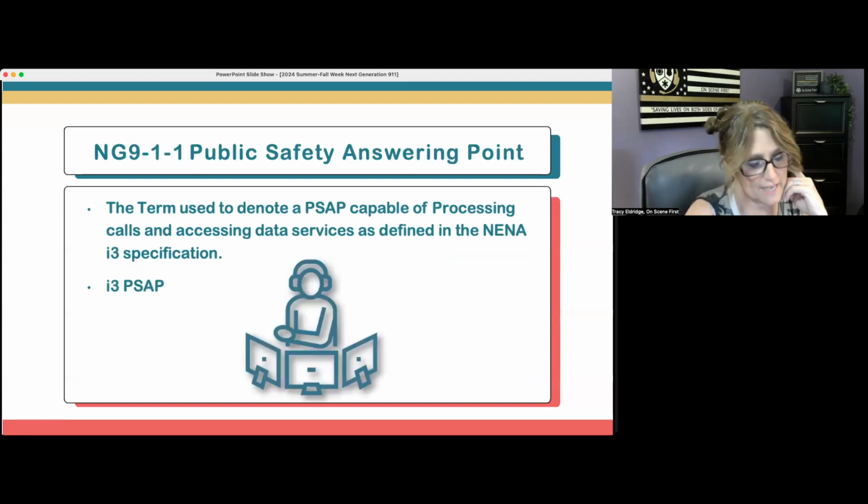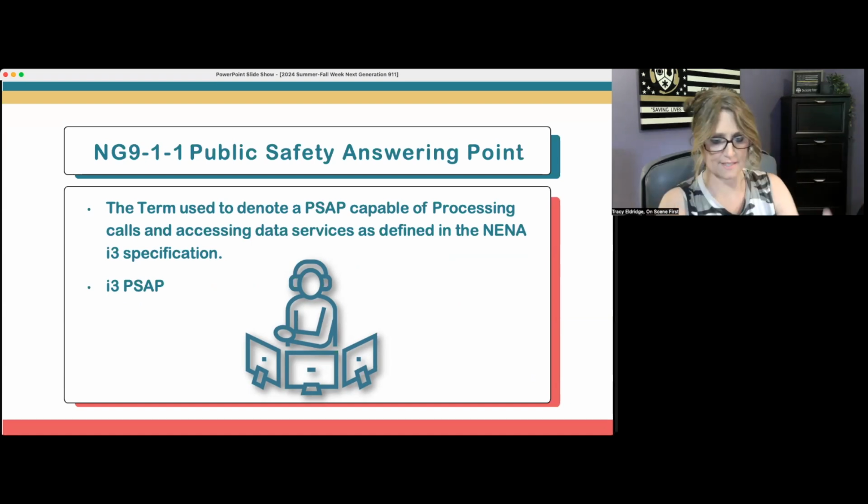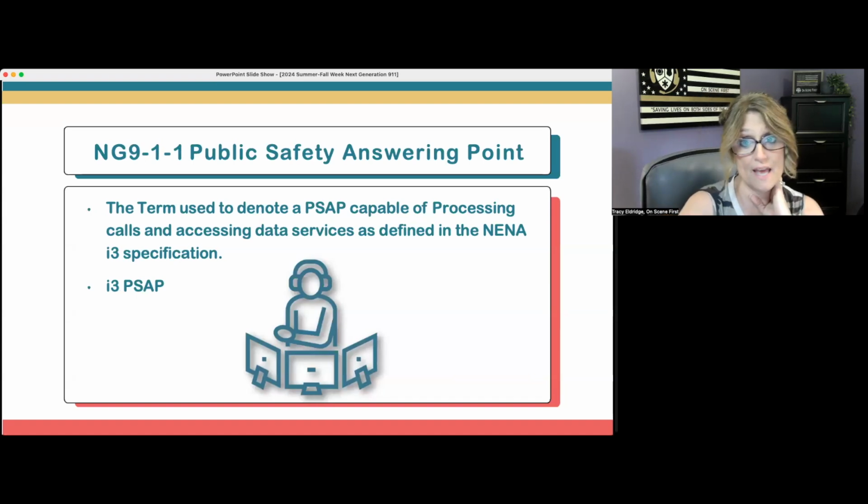Next generation public safety answering point, it is just that. It's a term that denotes that the PSAP is capable of processing calls and accessing data services as defined in the i3 specification. So the i3, I'm not getting into the i3. Just know that i3 is a whole lot of if this, then that. This is how you do this. This is what you put. This has got to have this and this and this. We're not going that deep into that. If you want to have fun, but I think generally, just knowing what an i3 PSAP is is good enough.